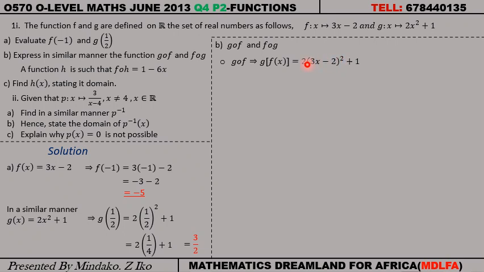And then because this 2 is outside, if you multiply everything by 2, we are going to have 18x squared minus 24x plus 8, and then that 8 now adds the 1, so we are going to have 9. So at the end of the day, g of f is going to give us 18x squared minus 24x plus 9.